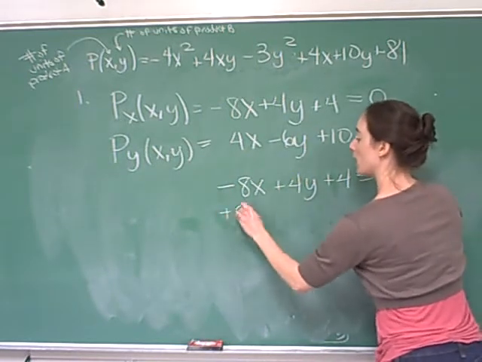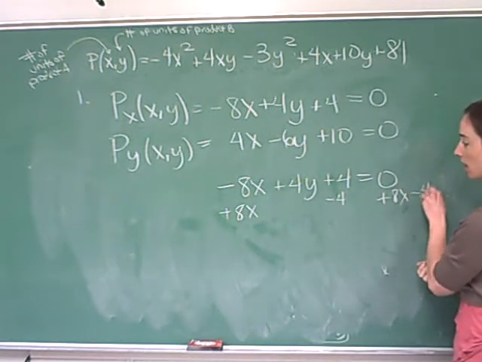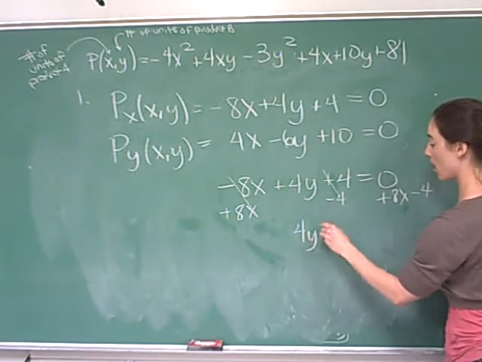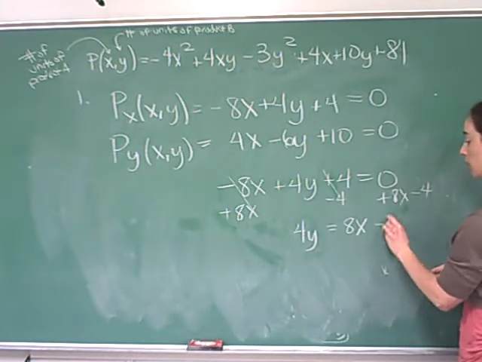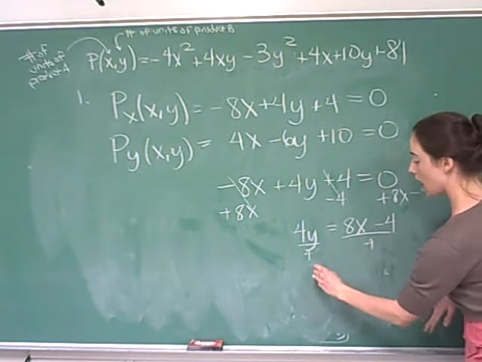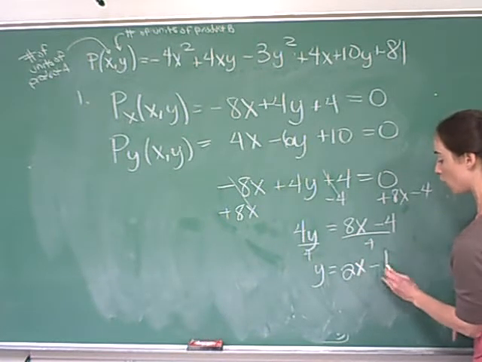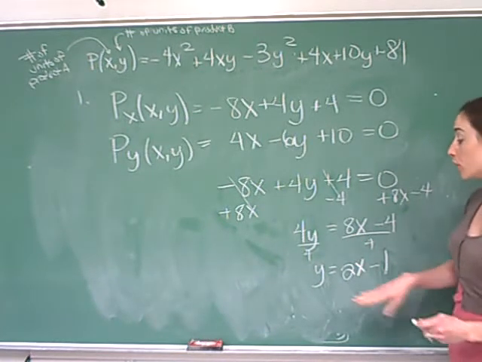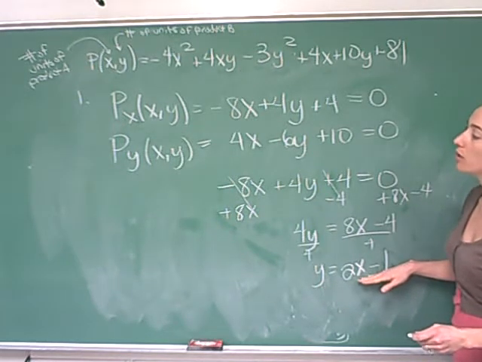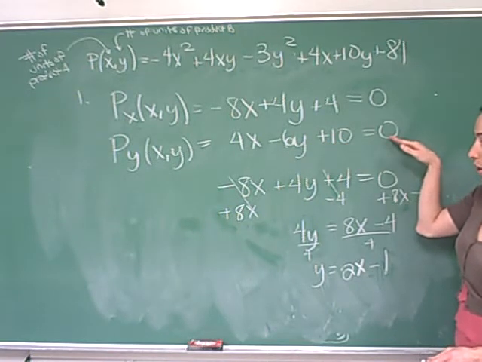So I'll add 8x and subtract 4 on both sides. That'll give me 4y equals 8x minus 4. Then dividing through by 4, I get that y equals 2x minus 1. Okay, so now this value for y, the 2x minus 1, I'm going to substitute into this second derivative that has been set equal to 0.